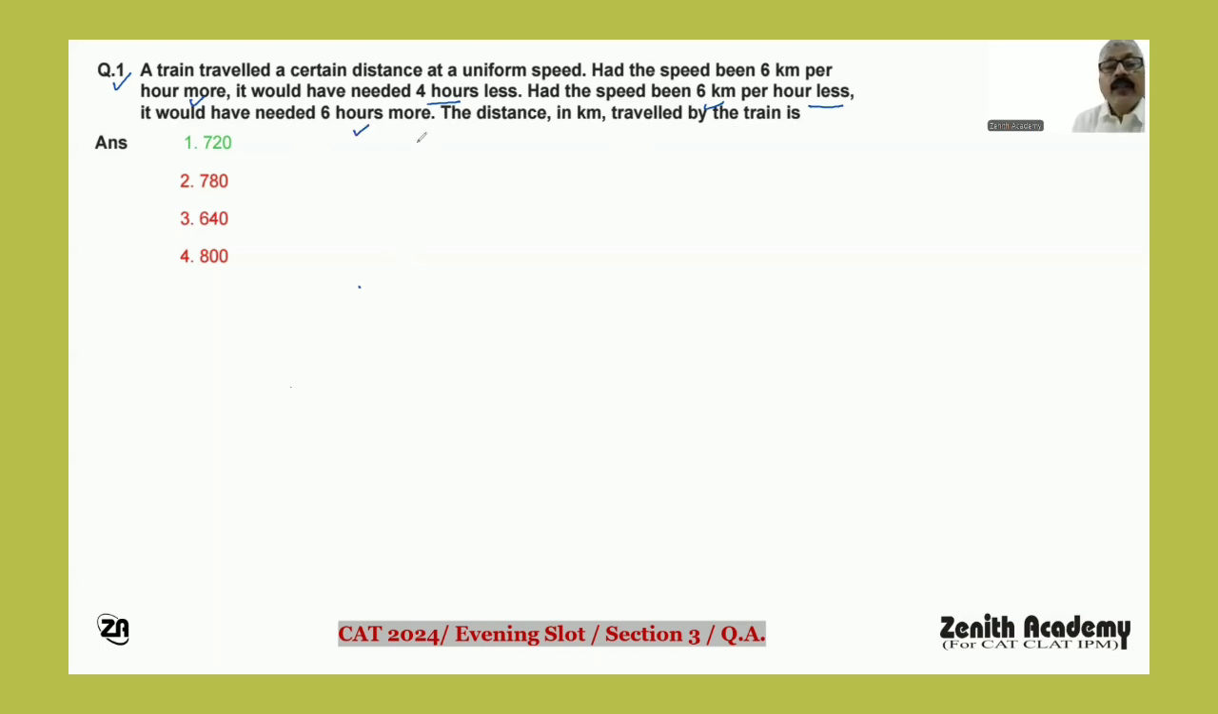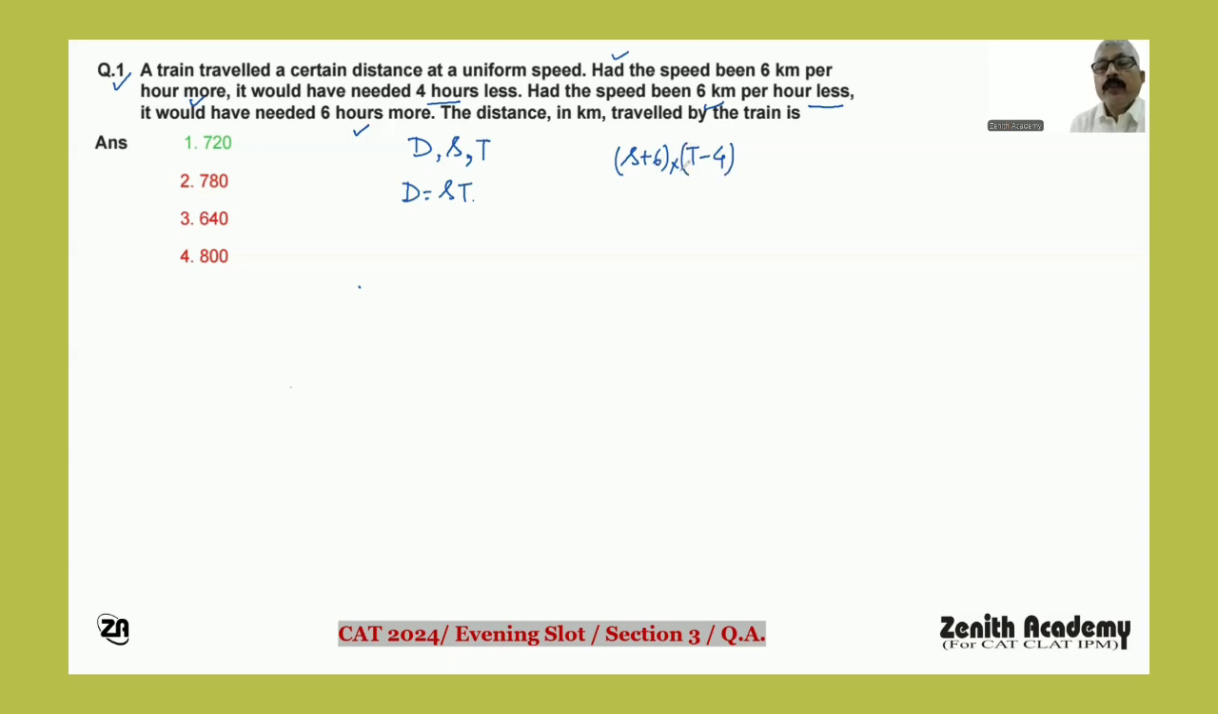Okay, let's see. The distance is d, and the speed is s kilometer per hour. With this speed, distance d is traveled in t hours, so the distance is going to be st, right? Had the speed been 6 km per hour more, then the speed is going to be s plus 6 km per hour, and then the time will be 4 hours less, meaning t minus 4.